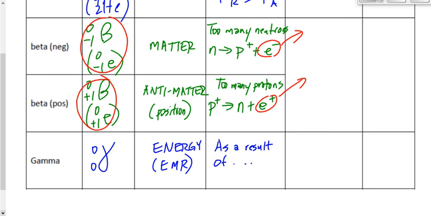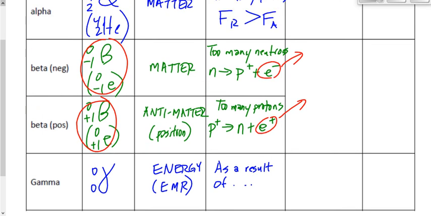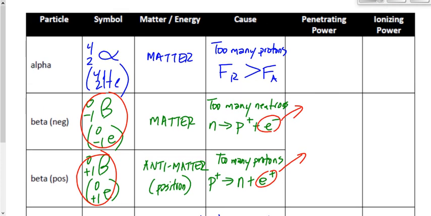All right, I want to talk about two properties of each of these types of ionizing radiation. Firstly, the penetrating power, the ability of these types of ionizing radiation to penetrate or go through matter, and the ionizing power or ionizing potential, the ability to turn atoms into ions. Alpha particles have a very low ability to penetrate matter. They can probably be stopped by a couple of sheets of paper.